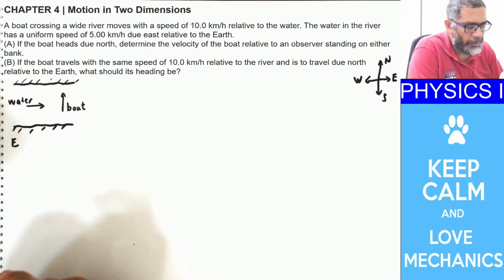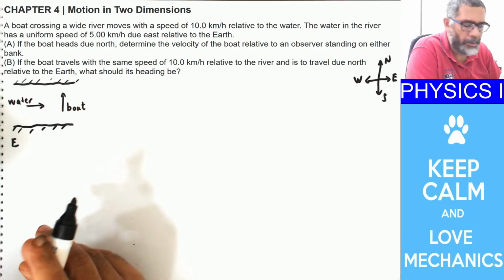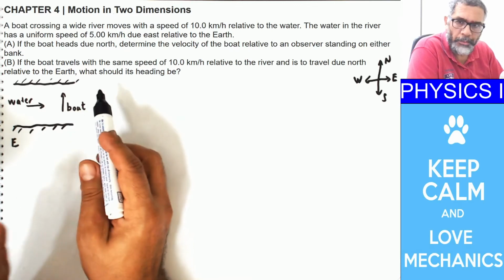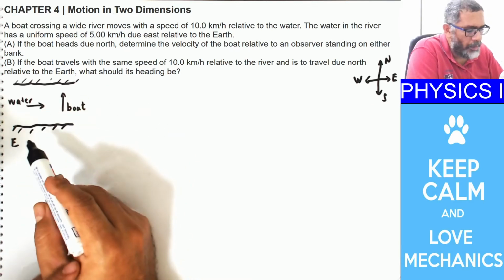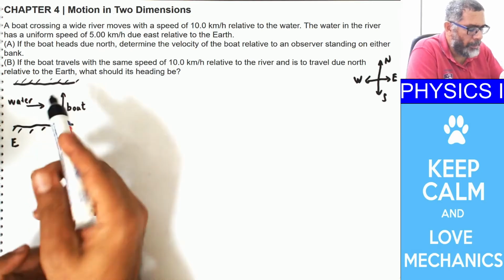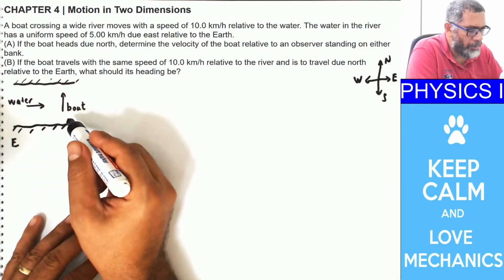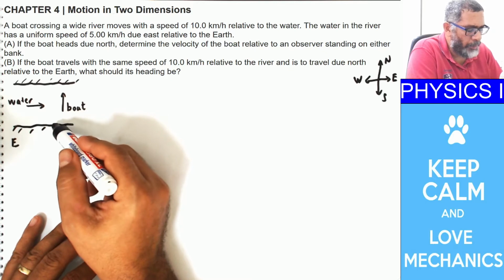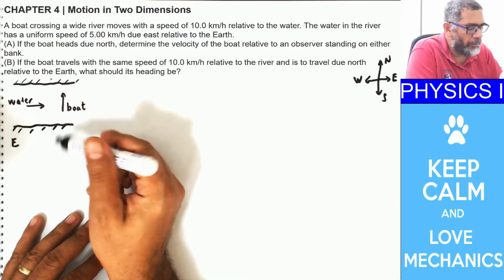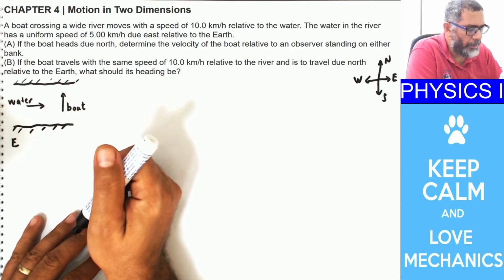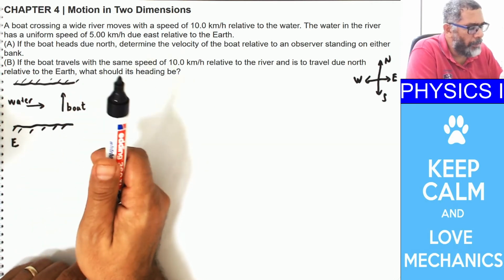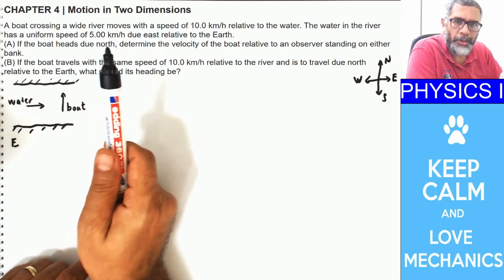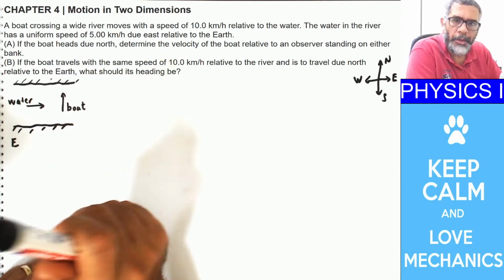So a typical example of relative motion is these boats crossing rivers, and rivers have some flow of water, and the boat just wants to cross from one bank to the other with some speed relative to the water, etc. So just pause the video and read the question.